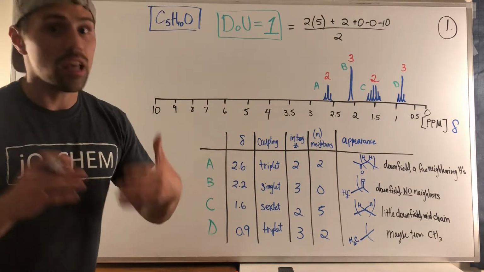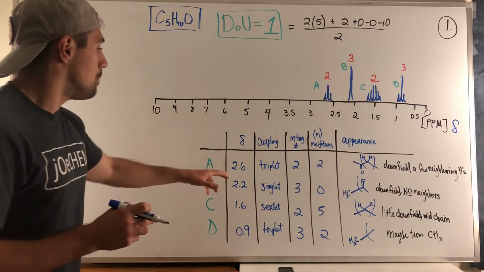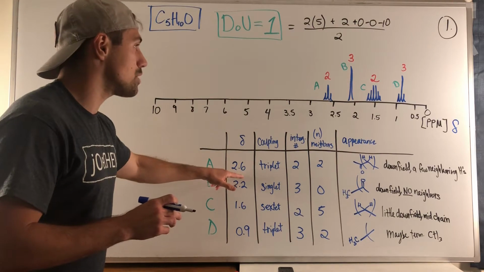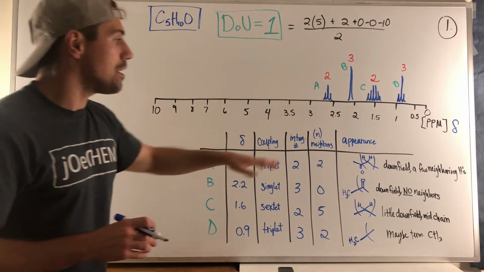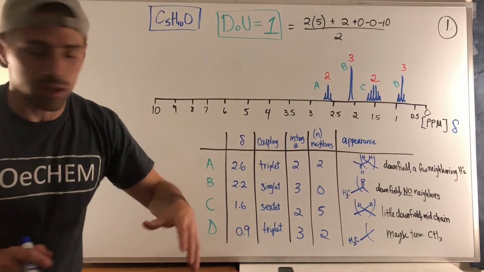So here we don't see a lot of neighbors. Because we're at 2.6 chemical shift, we are the most downfield out of all of these peaks. You know what? We'll do this part last. We'll do the appearance column last.